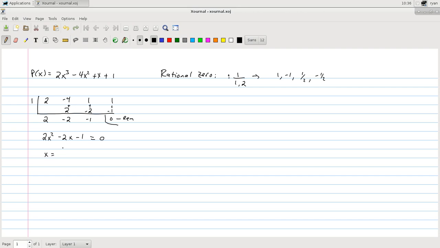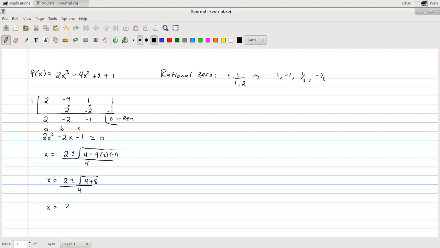We've got x equals negative b. So a is 2, b is negative 2, c is negative 1. So negative b is 2 plus or minus the square root of b squared minus 4 times a times c, all over 2a. Go through and simplify what's in the radical. So we've got x equals 2 plus or minus the square root of 4. Now we've got negative 4 times 2 is negative 8 times negative 1 is positive 8. And this is still all being divided by 4.